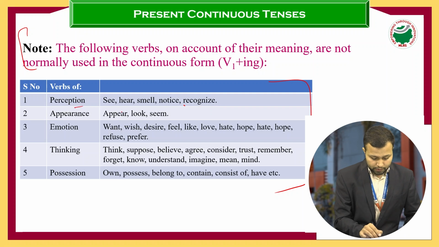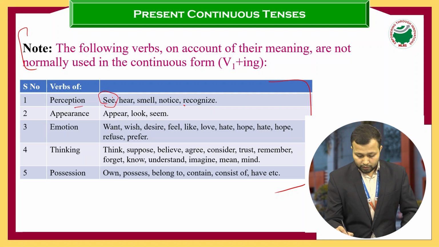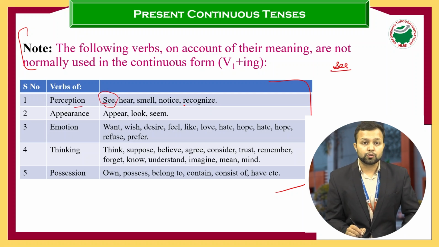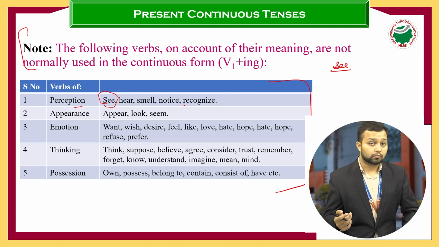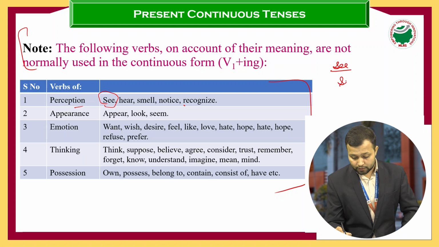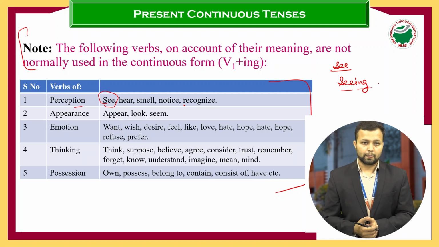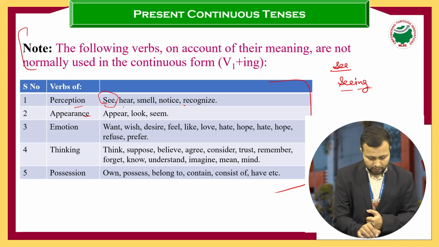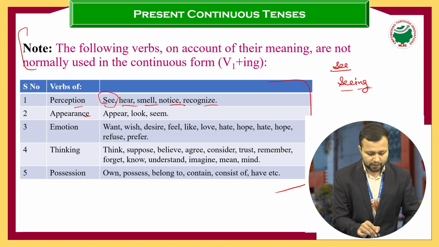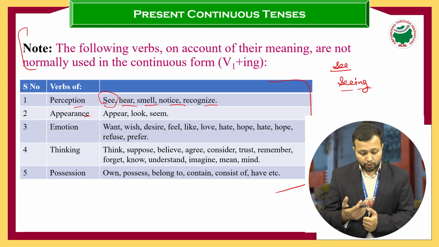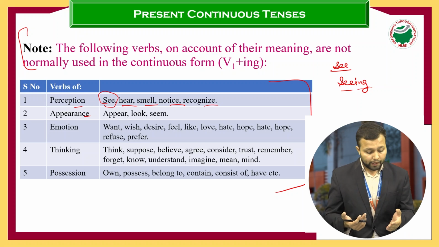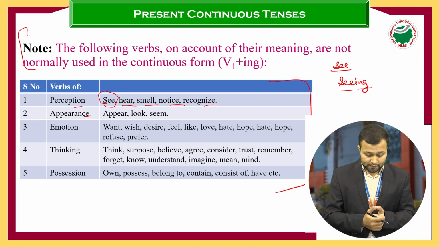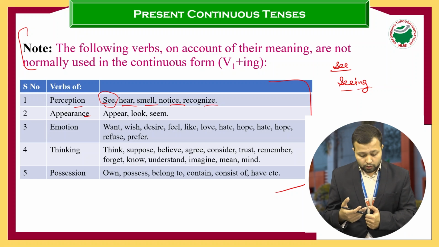For example, perception. See, the verb see is not used in continuous form. Why? If we say seeing, what does it mean? It means dating. If I say I am seeing her, that means I am dating her. Next, appearance. There are various verbs which are mentioned, like see, hear, smell, notice, recognize. In the same way, verbs of appearance, for example, appear, look or seem.